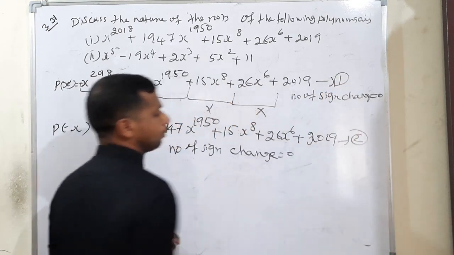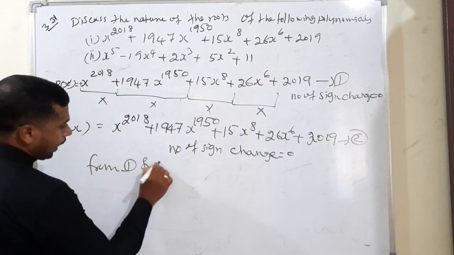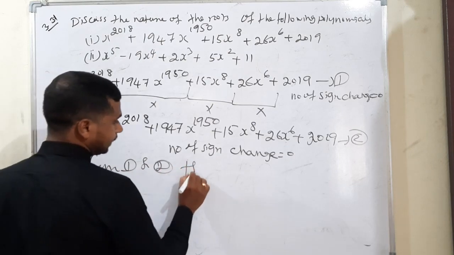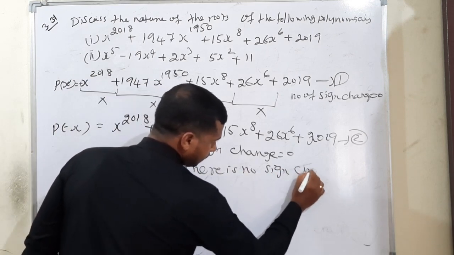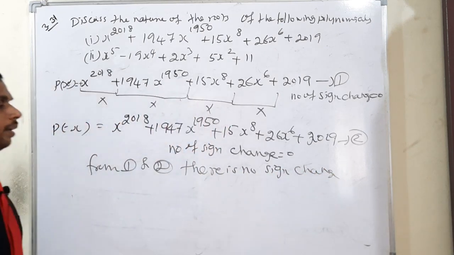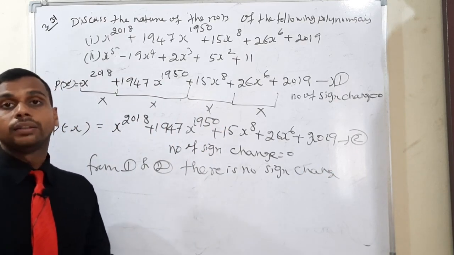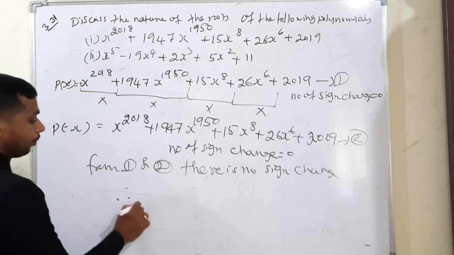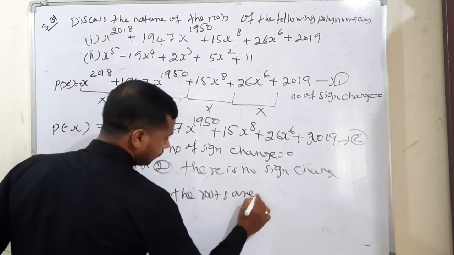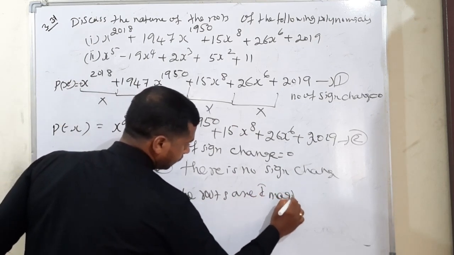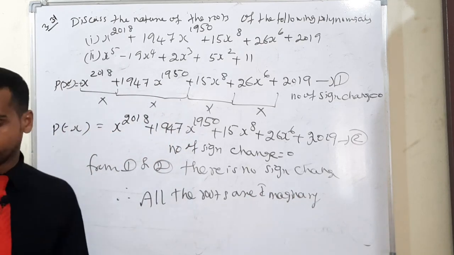This is considered for equation number 2. From 1 and 2, there is no sign change. So, definitely we can say there are no positive real roots and no negative real roots. Therefore, all the roots are imaginary. Okay, all the roots are imaginary. Subdivision 1 is over. Moving to subdivision 2.